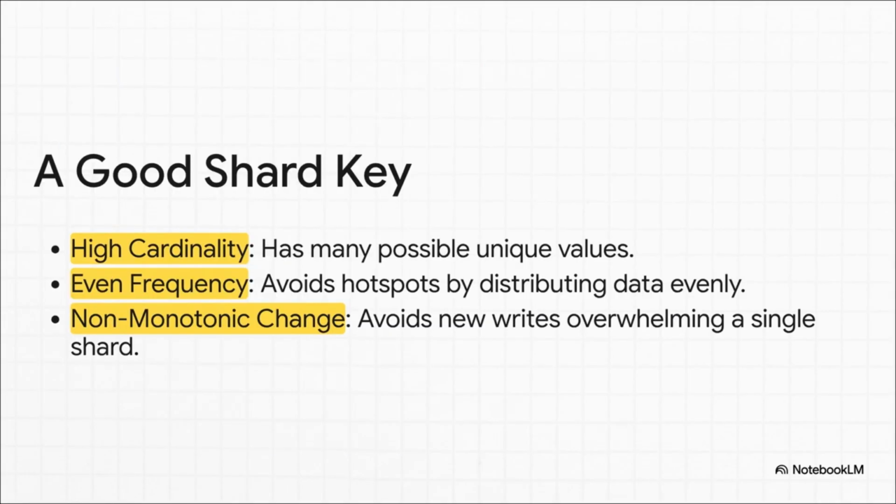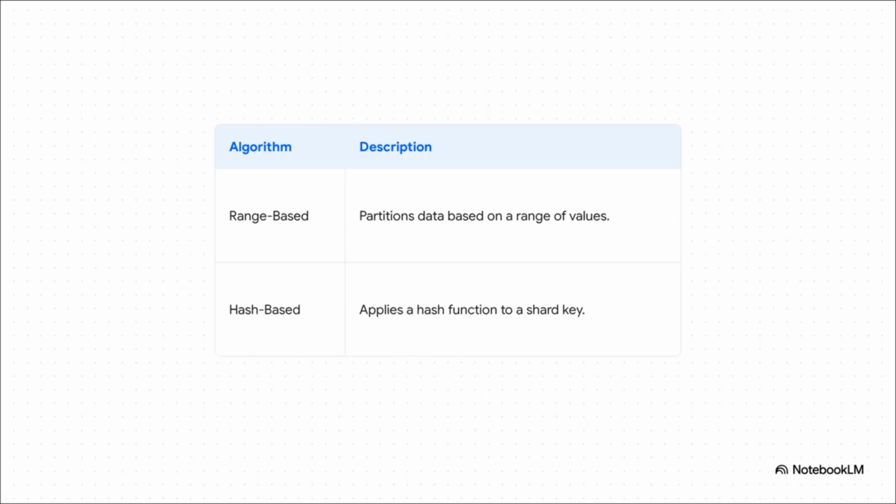So, what makes a good shard key? Well, it really comes down to three key things. First, you want high cardinality, which just means it has a ton of different unique values. Second, you need even frequency to make sure the data is spread out evenly. You don't want hotspots where one shard is doing all the work. And third, you want it to be non-monotonic. This means the key doesn't just increase over time, which would cause all your new data to pile up on a single shard.